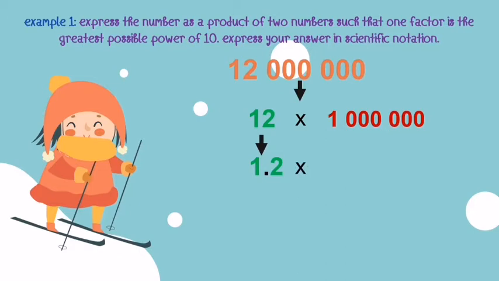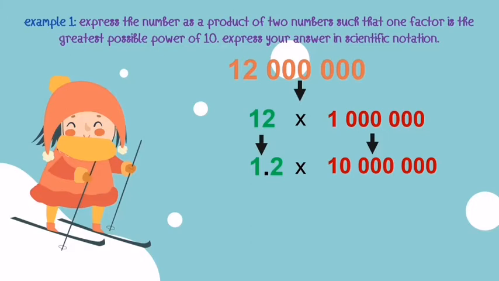Is 1.2 from 1 to 10 already? Yes. Next, how many times do we move again? Just once, right? That means we add 1 zero in our 1 million. That makes sense, right? The more you move, the more you add zeros. From 1 million, it becomes 10 million. You add 1 zero because you moved once in 1.2.